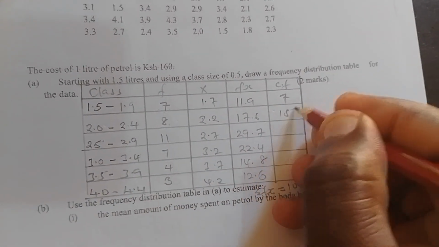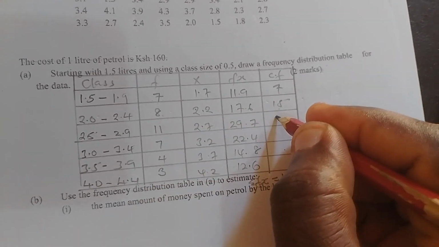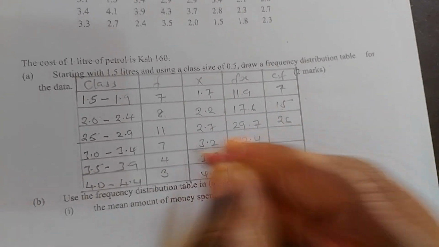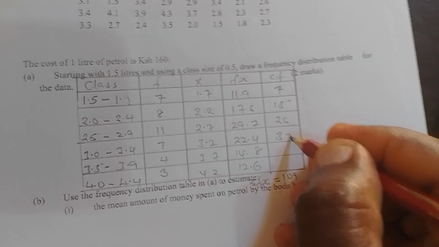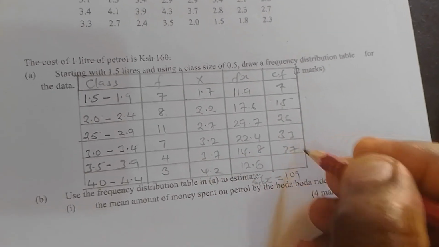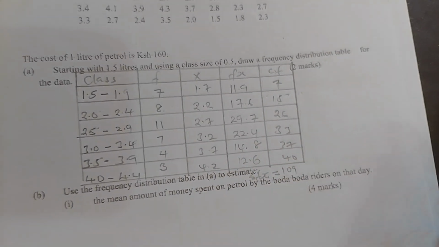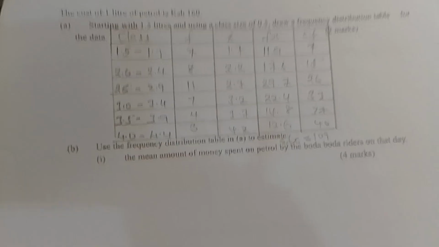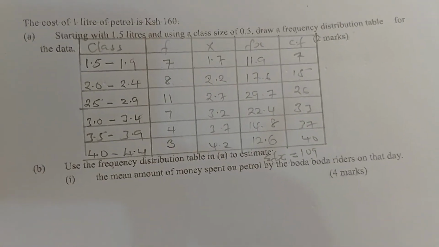Then the cumulative frequency. So this is 7 plus 8 is 15, 15 plus 11 is 26, 26 plus 7 is 33, 33 plus 4 is 37, 37 plus 3 gives us 40. So from here, we are done with the table.